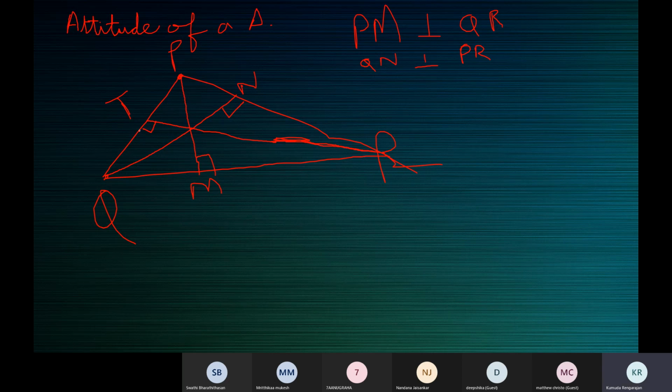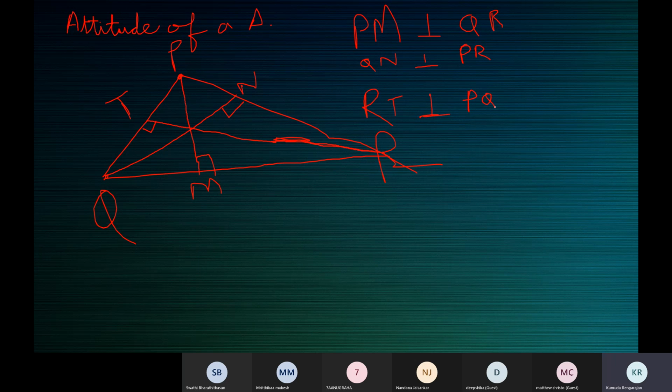RT is a line segment from the vertex R perpendicular to the opposite side PQ. So RT is the altitude from R on PQ. So we say RT perpendicular to PQ. This is the symbol, children, for perpendicular. RT perpendicular to PQ.